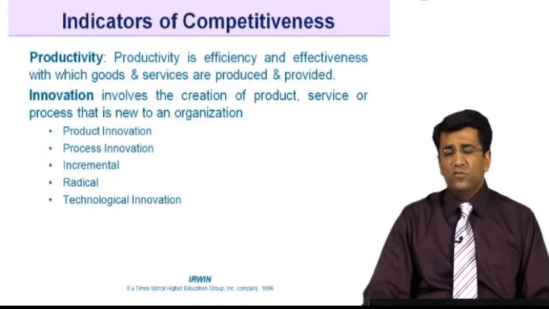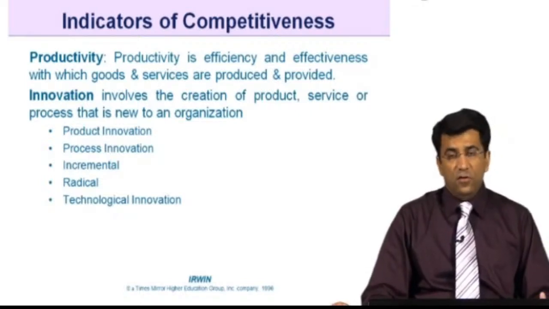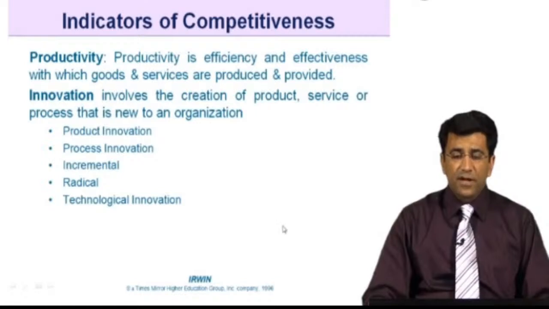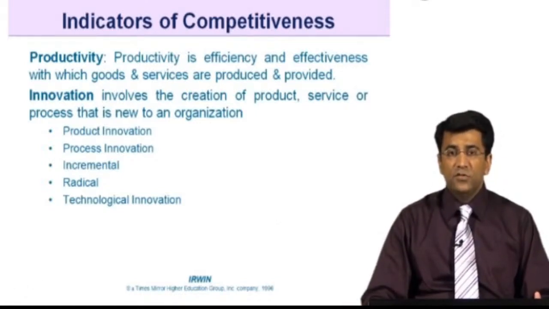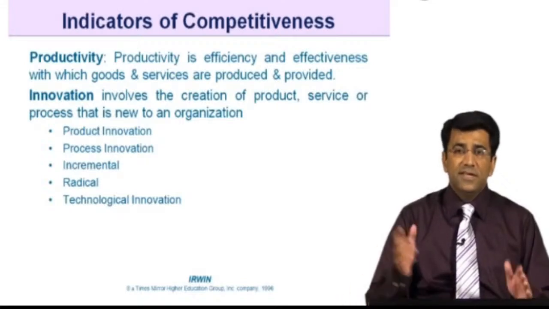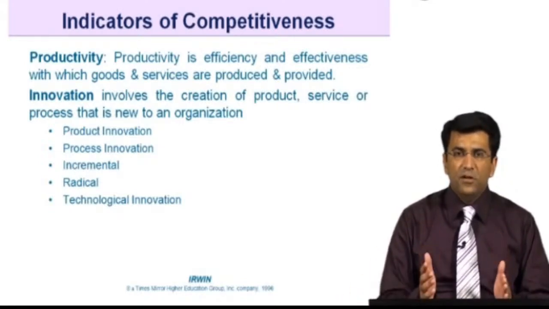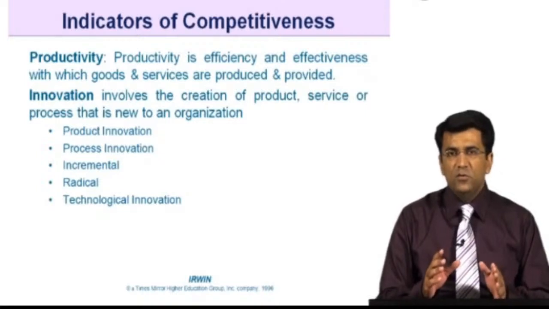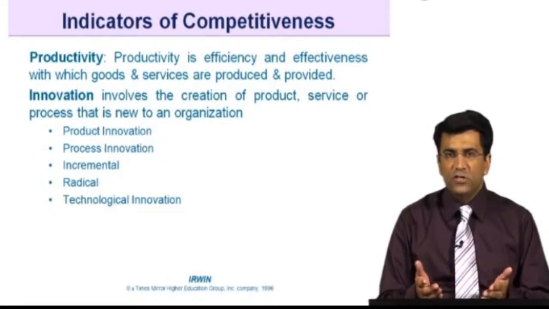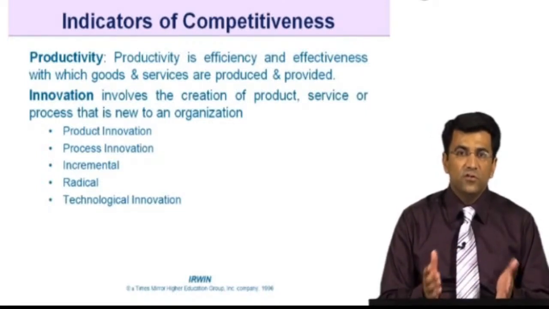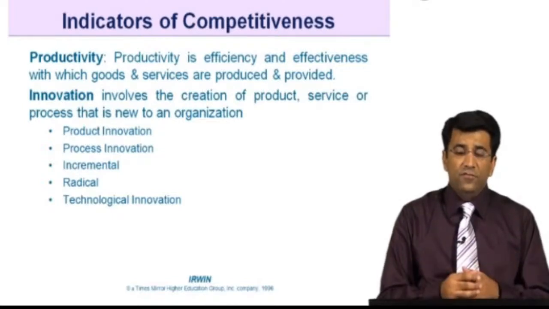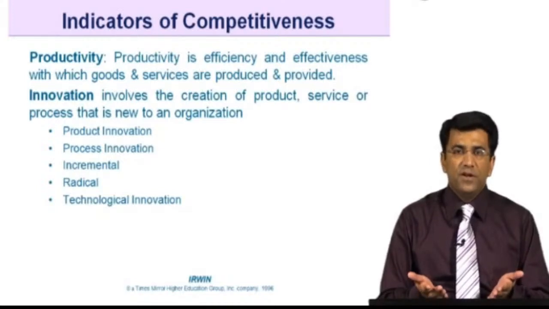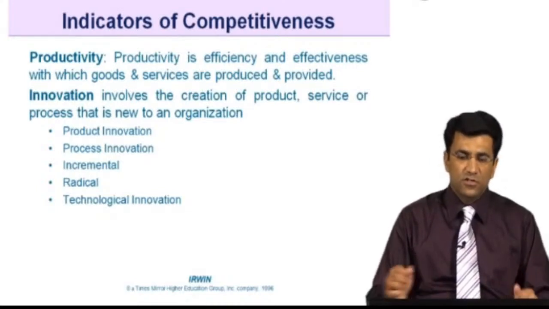Okay, let's talk about some of the indicators of competitiveness. Now, as we have already talked about, productivity is a very important indicator of competitiveness, and productivity is the efficiency and effectiveness with which the goods and the services are produced and provided. So we have already discussed that there is an interrelationship between competitiveness and productivity. If we are able to achieve competitiveness, then of course it will help to enhance the productivity in the organization. And the other way around, if we are able to achieve productivity, then it will lead to some sort of competitive advantage or competitiveness for the organization.